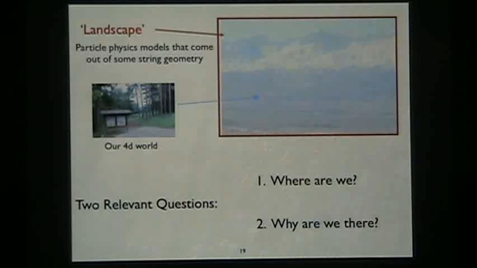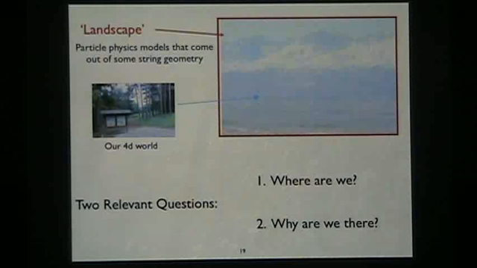The first question is, where are we? We like to think that our four-dimensional world corresponds to some choice for what the extra dimensions are. We have one choice for what the extra dimensions of space-time look like, and the physics from that choice describes our world. Trying to nail down where we are in the space of 10 to the 500 possibilities is a very daunting challenge. But that's one of the questions.